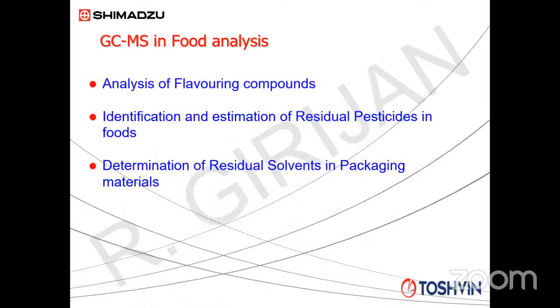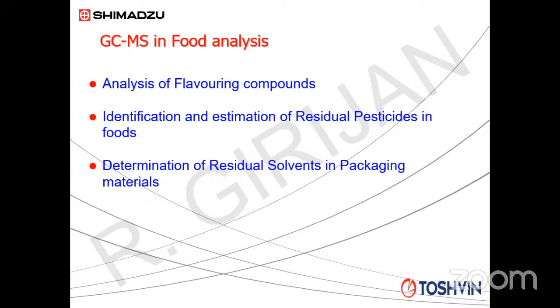GCMS in food analysis, flavoring compounds. There are so many different flavored foods available in the market. They are not natural flavors, they are all synthetic flavors. Synthetic chemicals they are adding. For example, pineapple flavor, they are adding certain chemicals which will give a pineapple flavor. So we can identify all those, what chemicals the manufacturer is adding, which give a certain flavor. We can use a GCMS along with a headspace sampler.